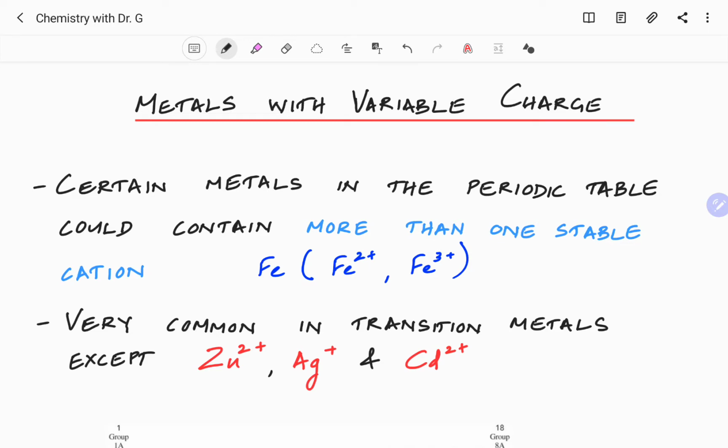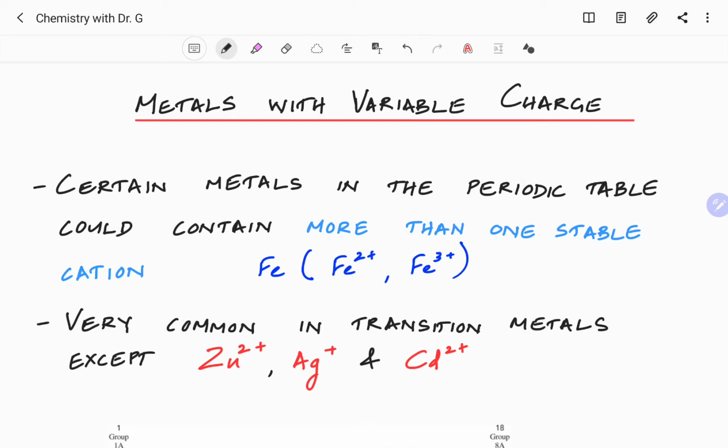So in this video we are going to specifically talk about certain metals in the periodic table that can contain more than one stable cation. As an example, iron is a transition metal, and iron has two stable cations that are commonly found in nature. These two cations are Fe2+ and Fe3+.